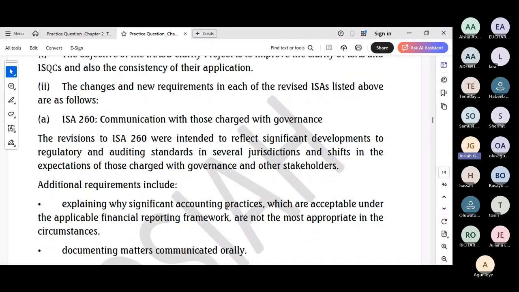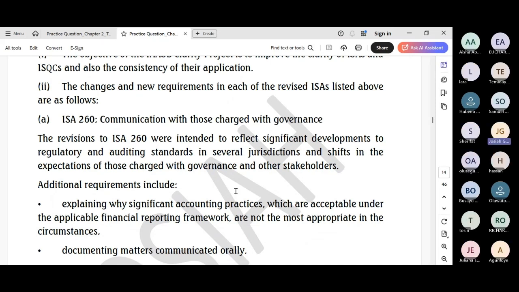So for the second part, in answering that 14 mark question, wow, it's quite elaborate. It's a detailed knowledge-based question requiring specific recall of the changes introduced by the Clarity project across 7 different ISAs. So each ISA requires 2 requirements to be explained. And if you look at the solution, for each ISA, you need to demonstrate comprehensive knowledge.